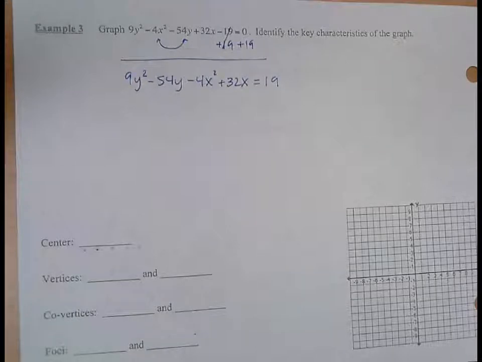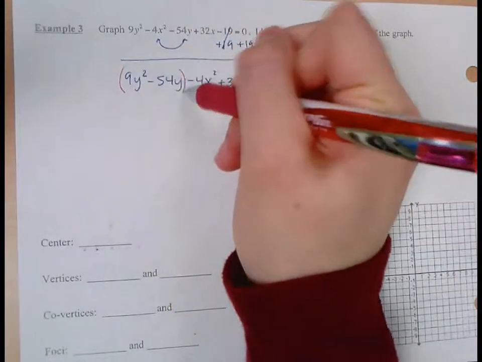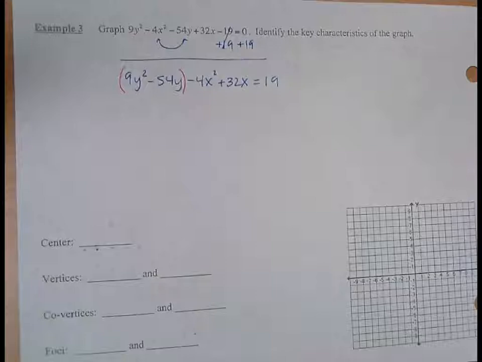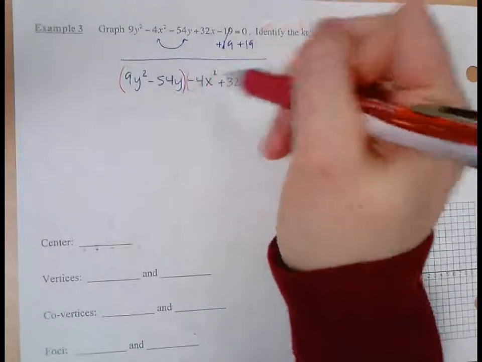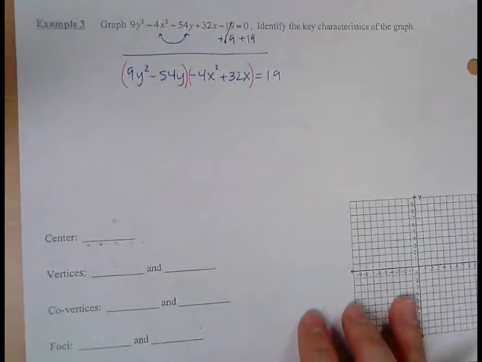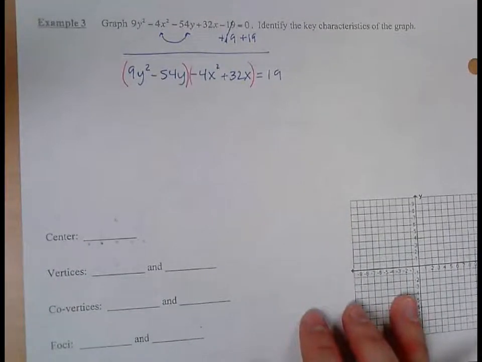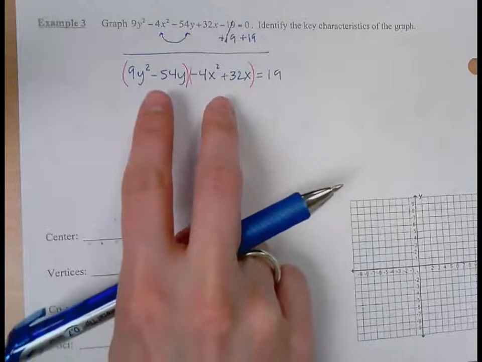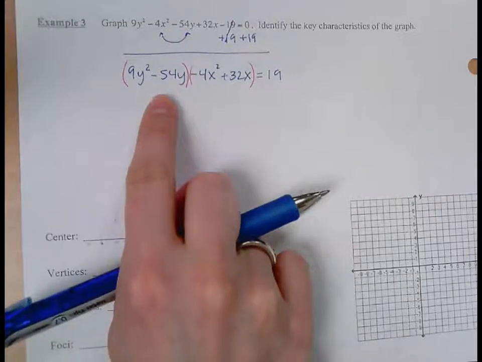And just like we did for circles and with ellipses, to get the equation into standard form, you have to complete the square. So I'm going to group the y's together and group the x's together. Before we complete the square, what do we have to do for the y's?